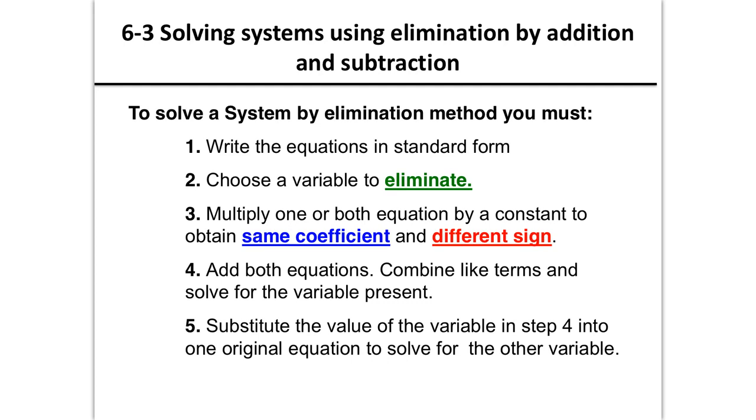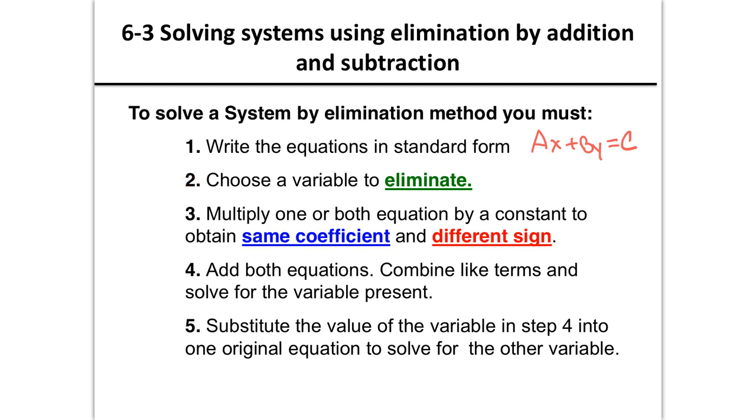Reading on your screen, it says to solve a system by the elimination method, you must, number one, write the equations in standard form. Remember, standard form is when you have the x and the y on the same side, so they must look like this: ax plus by equals c. A, b, and c are going to be numbers, and you need to have the x and the y on the same side. The constant has to be on the other side.